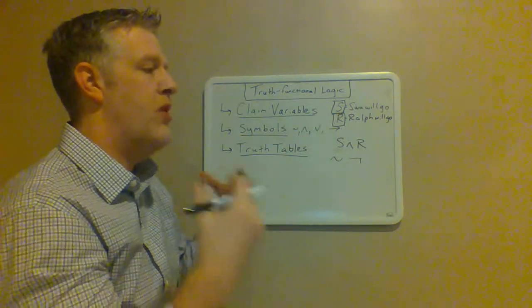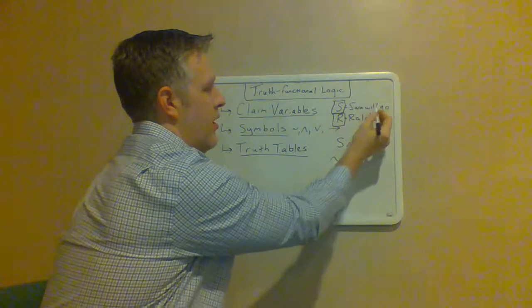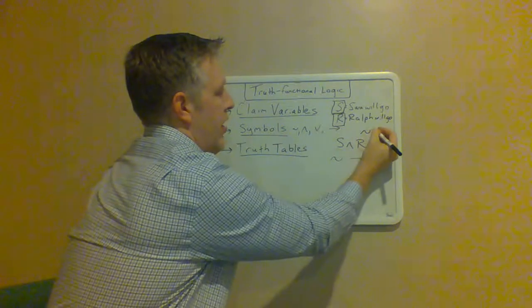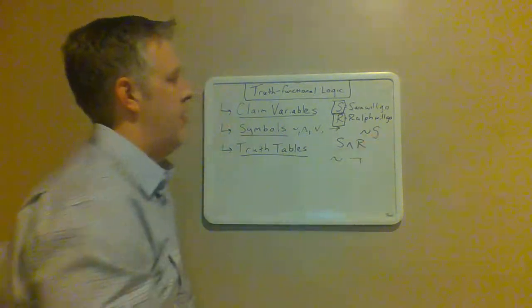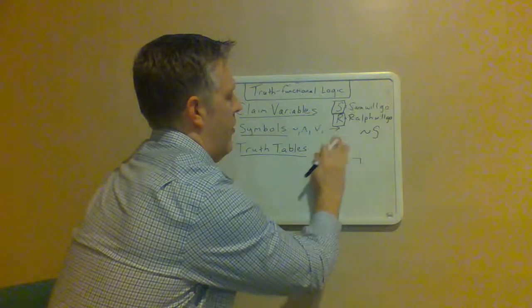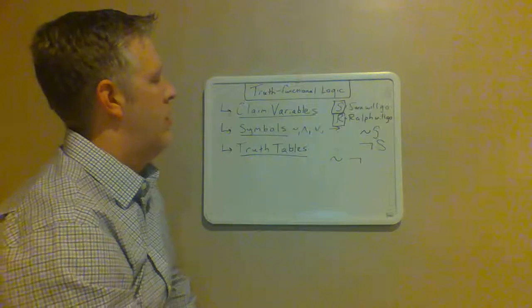So if what's being said is Sarah won't go, you would still label S as just being Sarah will go, and then you would symbolize it by employing the negation symbol and then that basic claim variable, okay? Or like I was saying, you could also do that, okay?